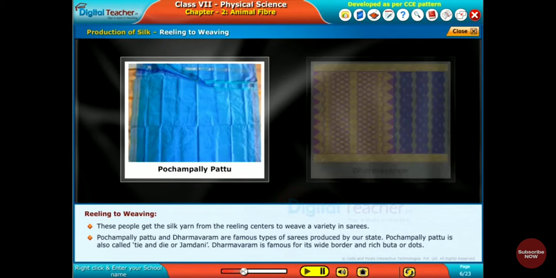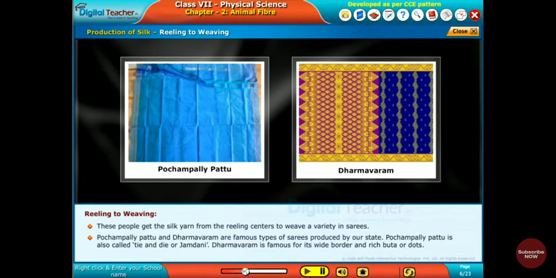Pochampalli Pattu and Dharmavaram are famous types of saris produced by our state. Pochampalli Pattu is also called tie and dye or jamdani. Dharmavaram is famous for its wide border and rich butta or dots.